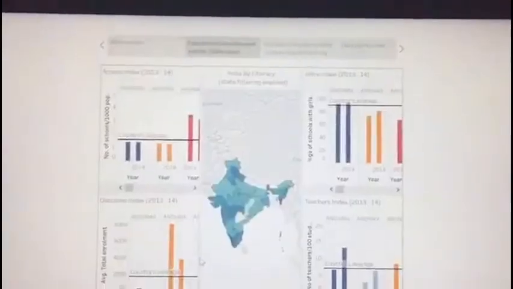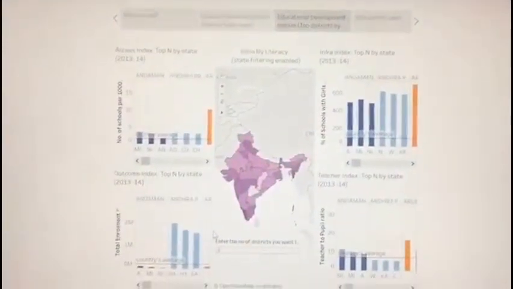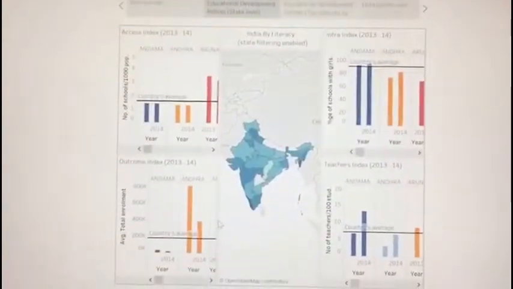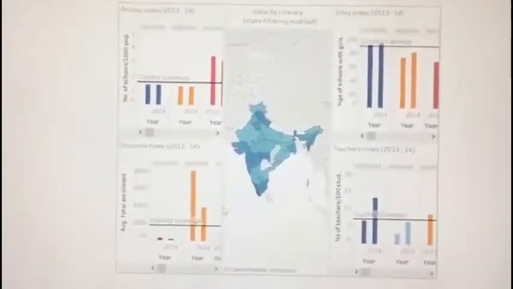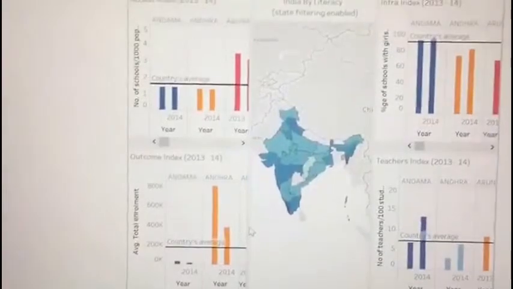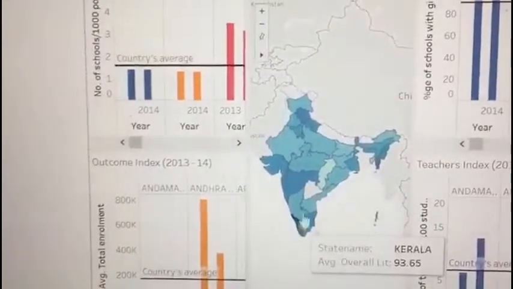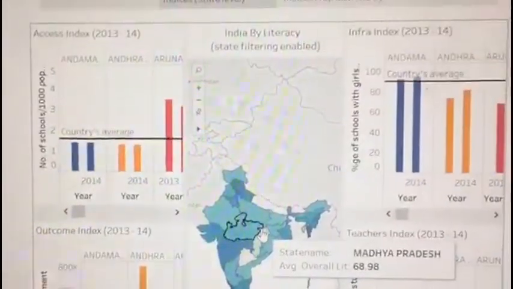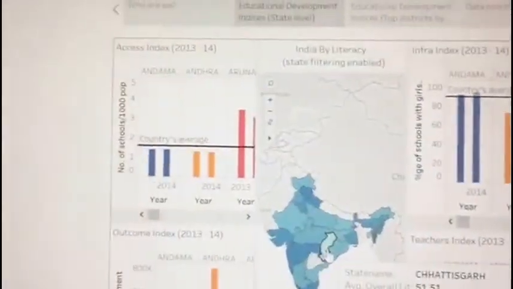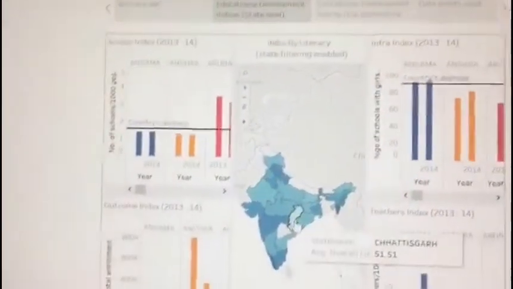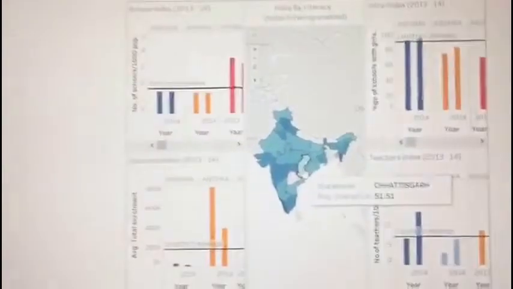We attempt to create two dashboards, one at a state level and one at a district level. Both dashboards have 5 main components. In the central window, we have filtering by literacy rate. As you can see, Kerala and Chhattisgarh have great contrast in their literacy rates.